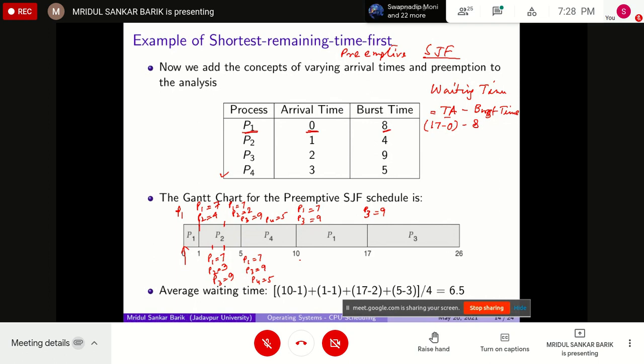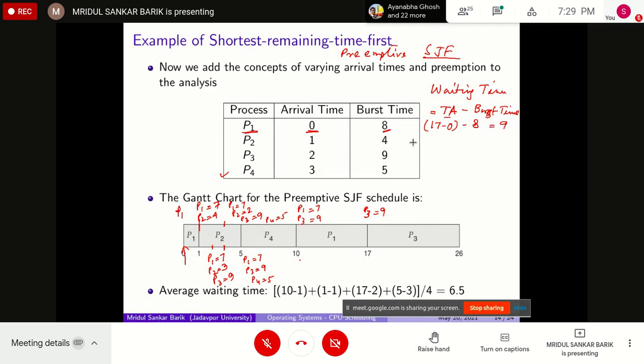So if I went to the bank at 11 a.m. and came out at 12, and my burst time, that means interaction with the bank personnel, was 5 minutes, what is the waiting time? Turnaround time is 12 minus 11, that is 60 minutes, minus the CPU burst time of 5 minutes. So 55 minutes was my waiting time. Simple. So in this case, waiting time for the first process would be 17 minus 8, which is 9.